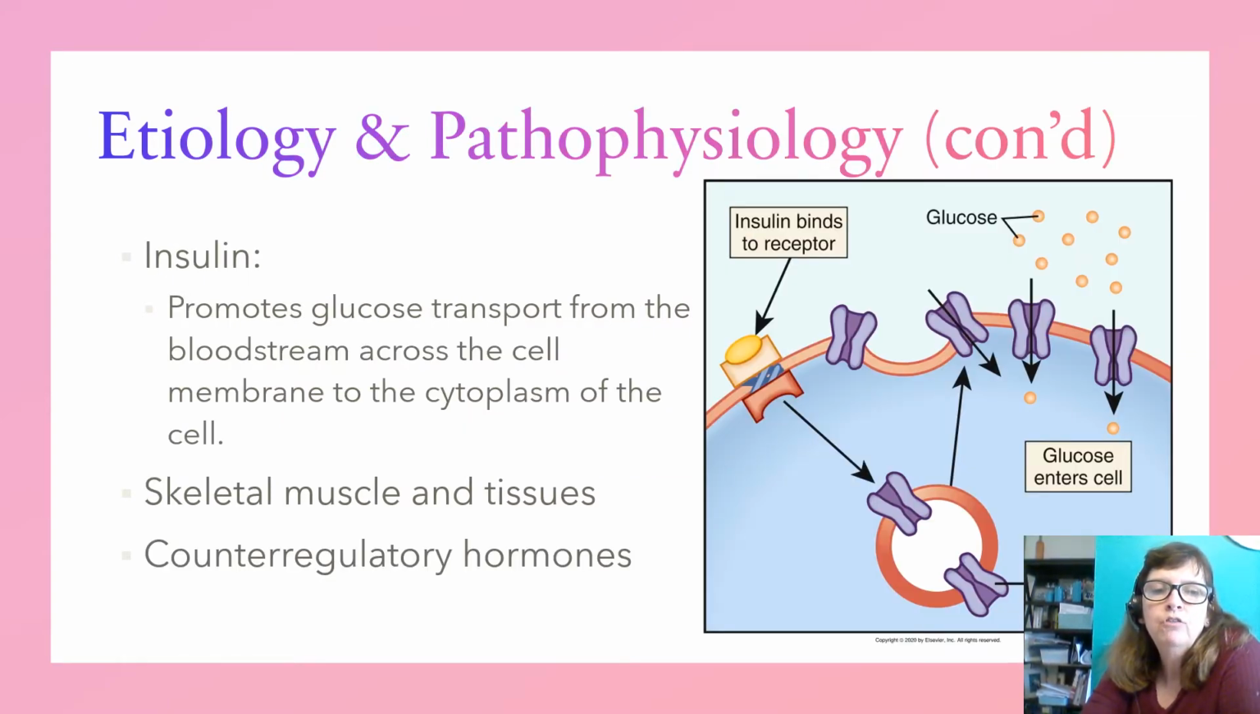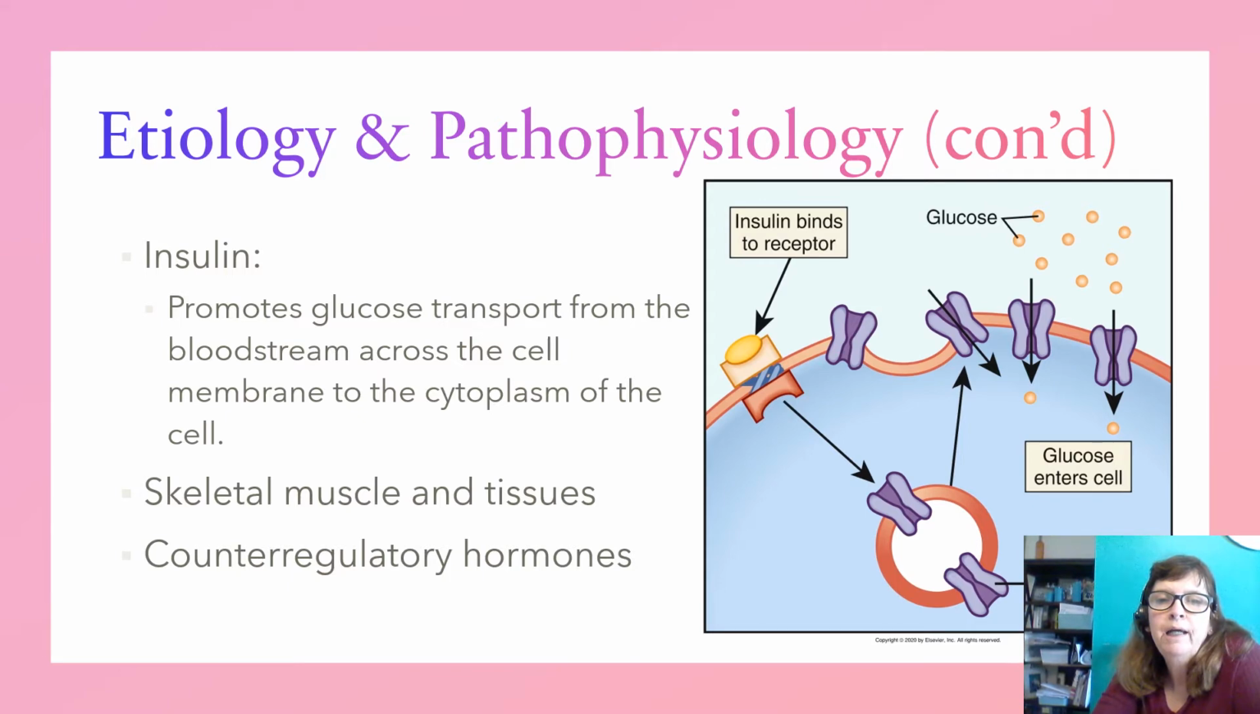Further etiology: insulin promotes glucose transport from the bloodstream across the cell membranes to the cytoplasm of the cell, and that's what this picture is showing you. The cell breaks down glucose to make energy. The liver and muscle cells store excess glucose as glycogen. An anabolic hormone, insulin inhibits gluconeogenesis, enhances fat deposits, and increases protein synthesis. Insulin releases glucose from liver, protein from muscle, and fat from adipose tissue. And the picture shows normal glucose transport.